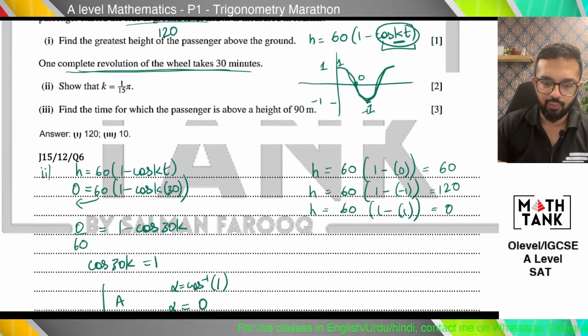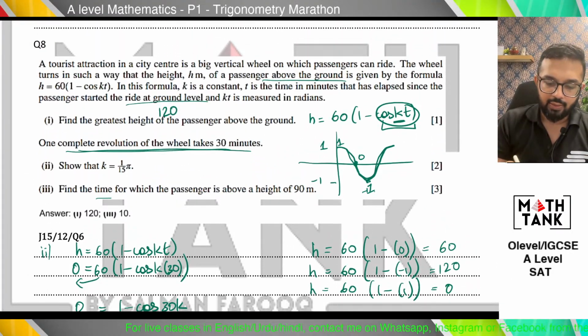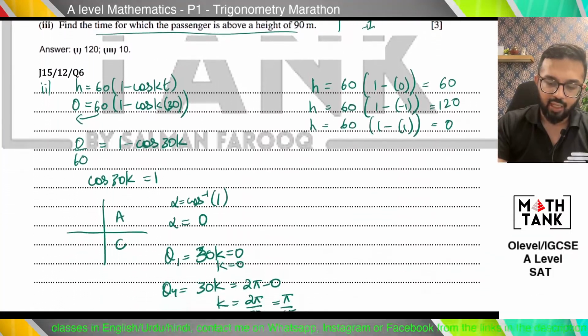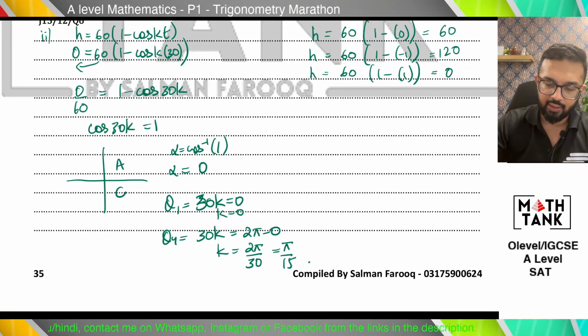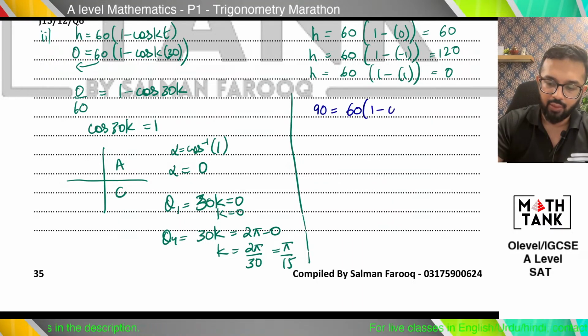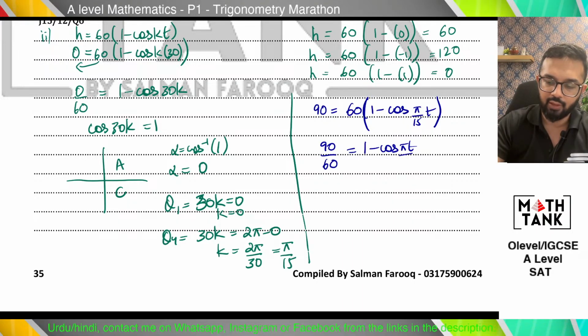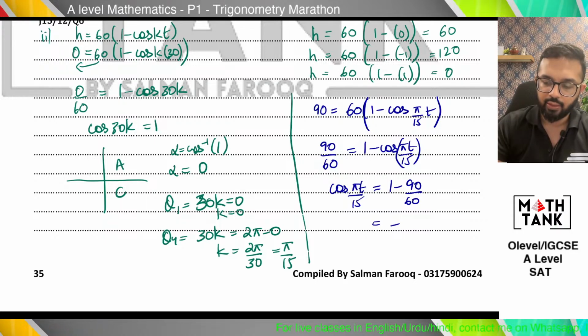It's a very different question from the ones that you've seen before. Then it says find the time for which the passenger is above a height of 90 meters. So I want to find out when the height is 90. I have already found the value of k, so it's going to be pi over 15 t. 90 over 60 equals 1 minus cos pi t over 15. Cos pi t over 15 is 1 minus 90 over 60, which is minus half.